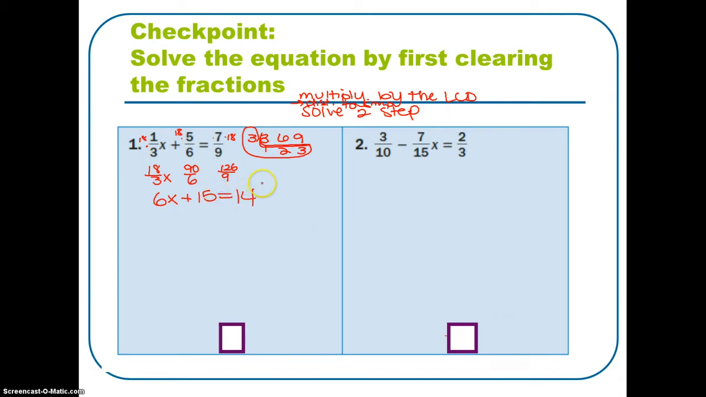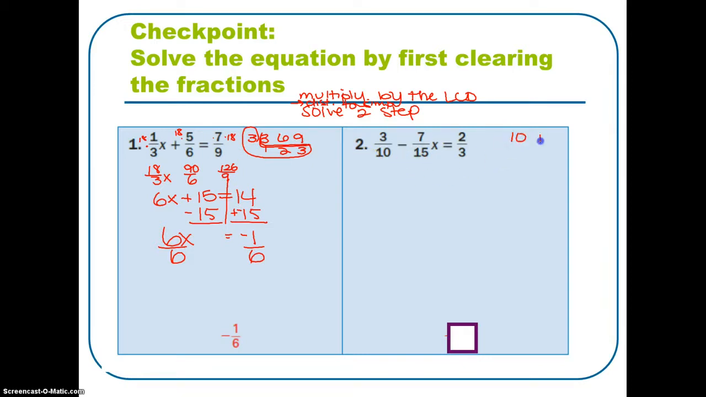Solve a two-step, clear the constant. Here's the variable, the constant's 15. Subtract or add a negative, that's the same thing, to both sides of the equal sign. -1 equals 6x, divide by the coefficient, x equals -1/6.